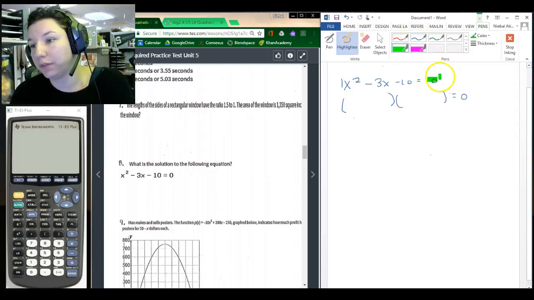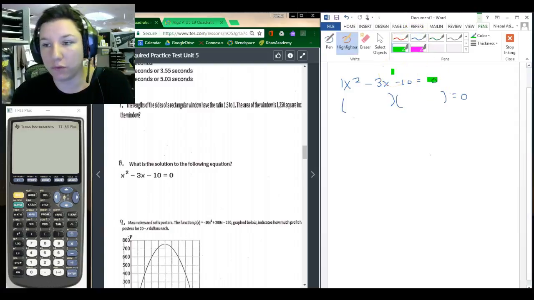Notice that it's equal to 0, right? Been saying all along, whenever you have a quadratic, you've got to get it equal to 0. So how do I get x squared? That is accomplished by multiplying x times x. How do I get a negative 10?